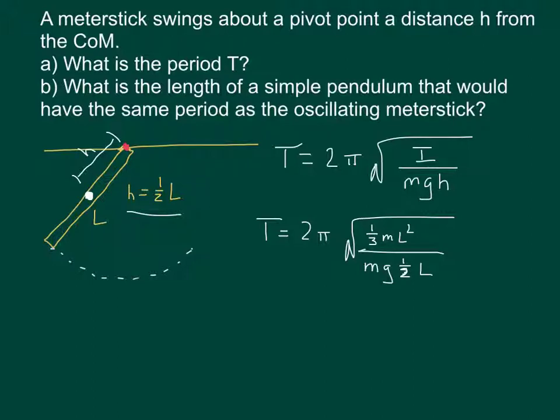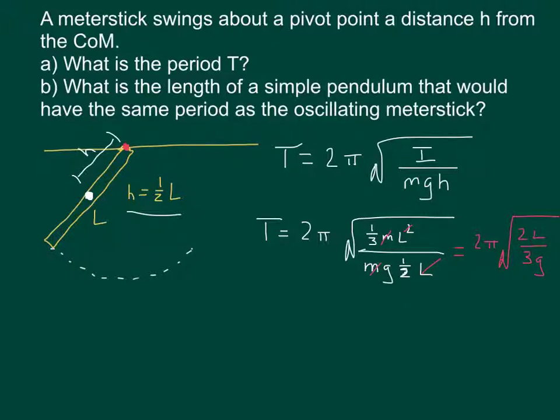We can cancel out the mass. Again, we see that mass should not matter for a pendulum. Working with these fractions a little bit, we can move the 2 to the top, 3 to the bottom. We can cancel out the L from the top and the L from the bottom. So the period of this is going to be 2 pi times the square root of 2L over 3g.